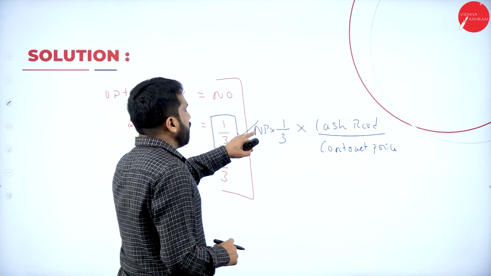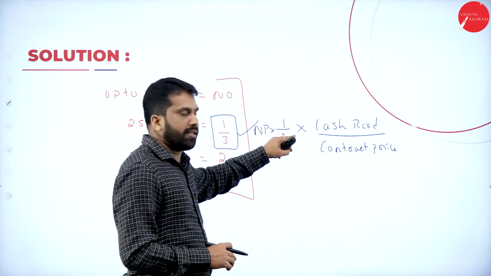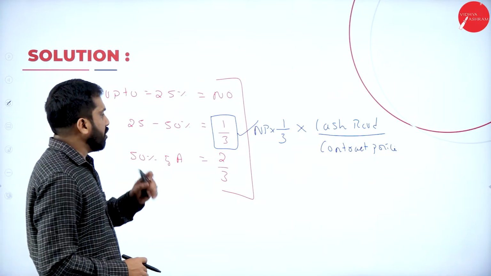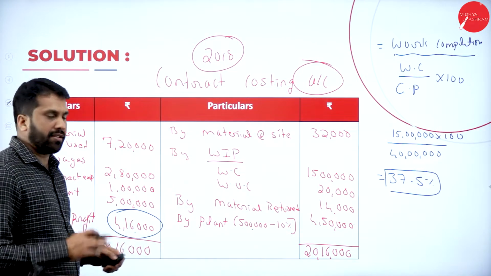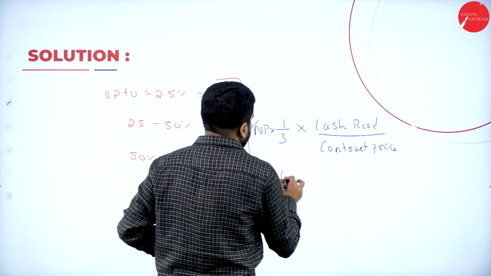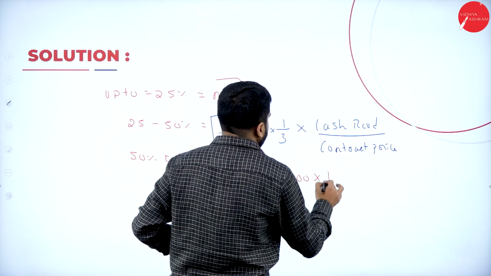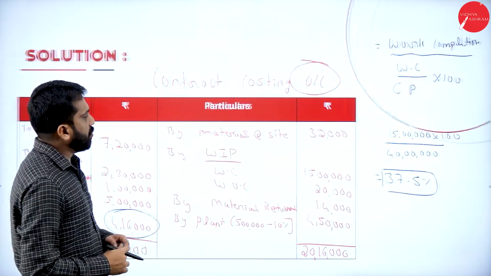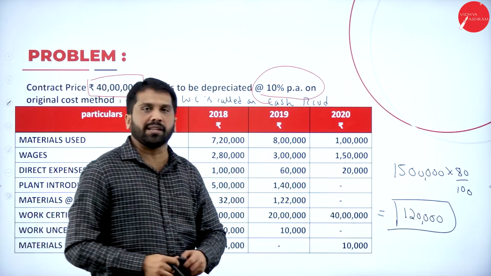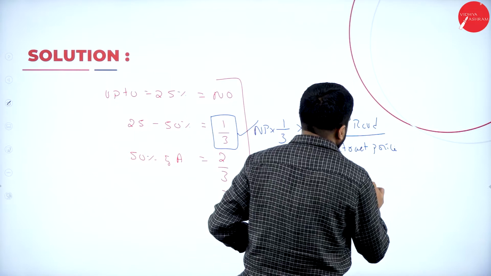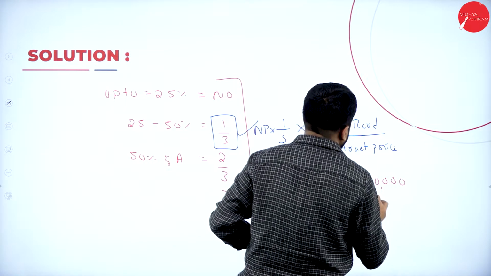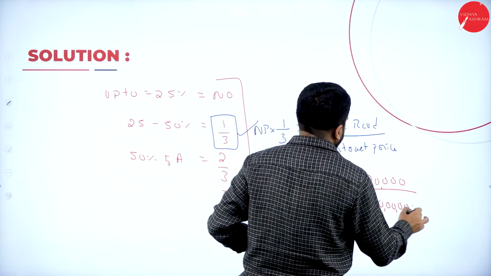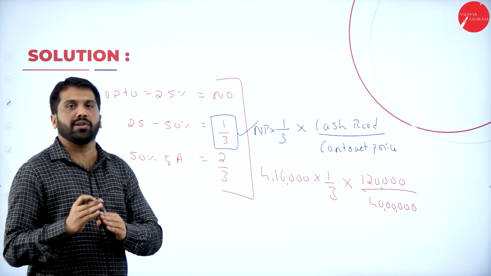What is the formula? Notional profit into 1 by 3 into cash received divided by contract price. Notional profit, how much did we get? 4,16,000 into 1 by 3 into cash received. What is your cash received? We just calculated 1,20,000 is your cash received. Divided by contract price, which is how much? 40 lakh. So this much is your calculation.